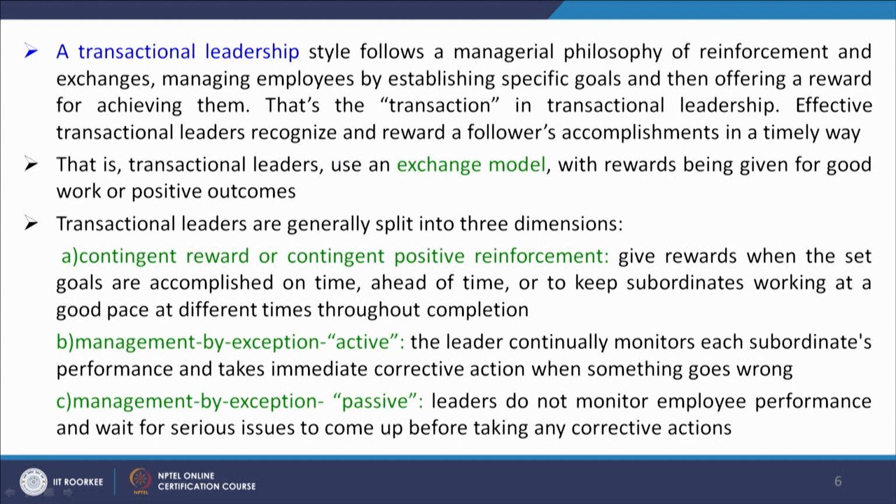That means reinforcement and exchanges are there. There is input and there is output. The followers are giving their input in terms of performance, knowledge, skills and abilities, and in terms of output they have achieved the goal and they have received the reward in terms of high value of their performance.